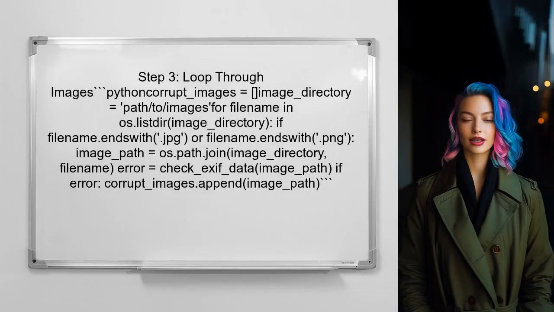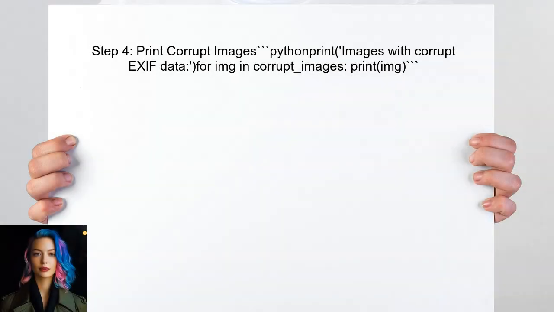Now, the user should loop through the directory containing the images. For each image, they will call the function defined earlier and collect the paths of images with corrupt EXIF data. Finally, the user can print out the list of images that have corrupt EXIF data. This will allow them to manually review and remove these images from the dataset.